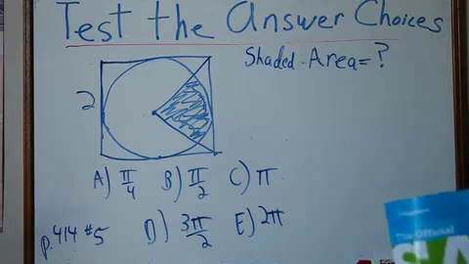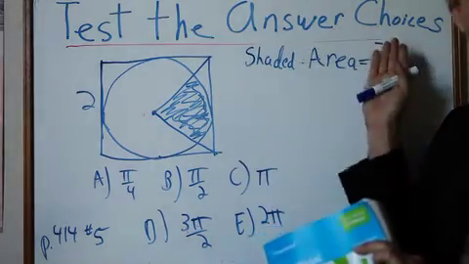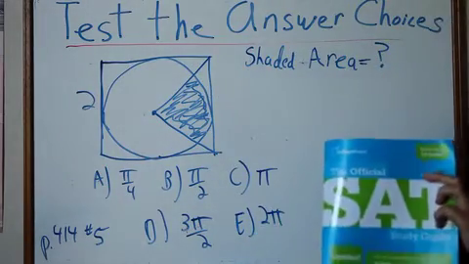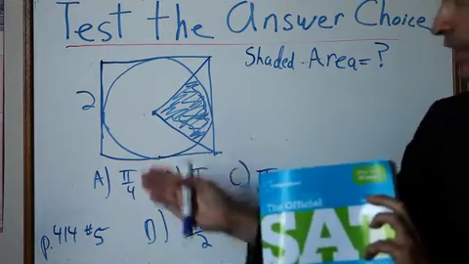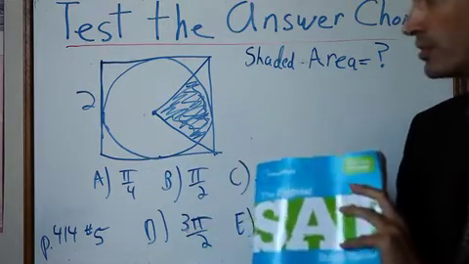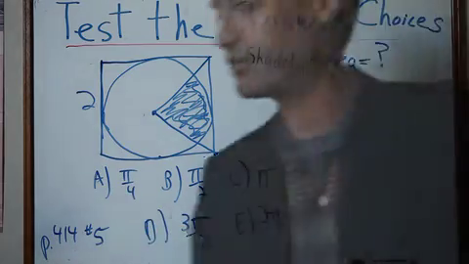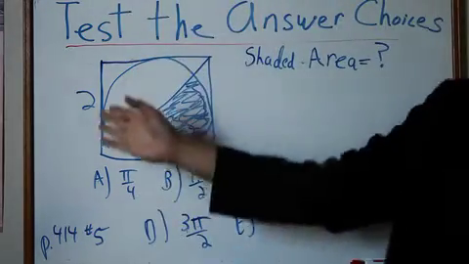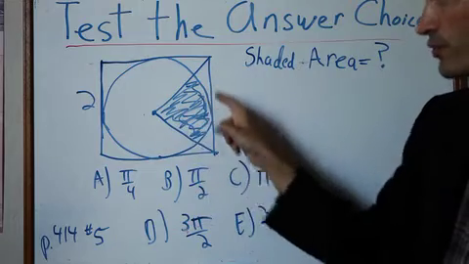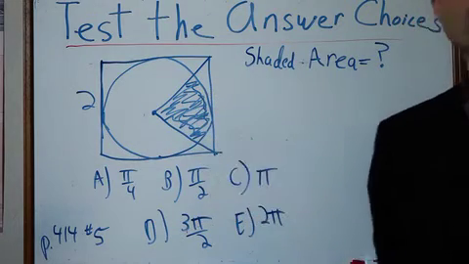Okay, welcome back. We're developing strategies for testing the answer choices. If you're taking the SAT, the problem at hand comes right from the official guidebook, so compare to page 414, number 5. The question here asks you, what is the shaded area for this portion of this circle?